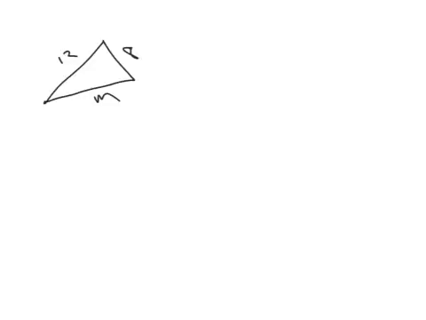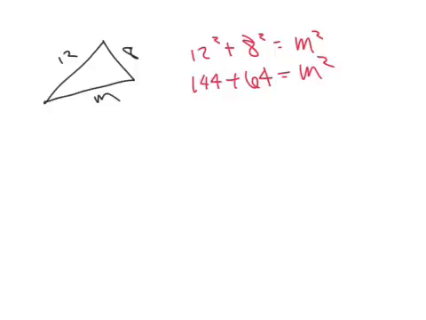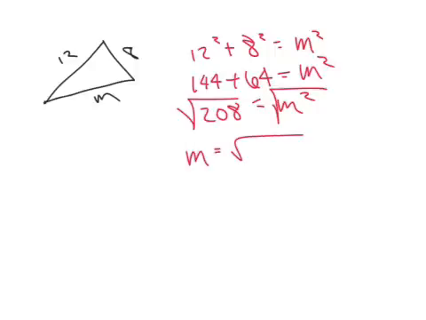Okay, so our Pythagorean theorem says 12 squared, a short side, hypotenuse. So this ends up being 208 equals m squared. Square root of both sides gives me m equals the square root of 208. And then my job is to break that 208 down.